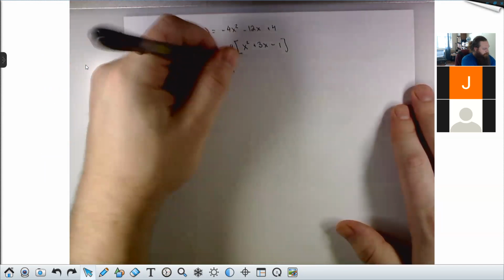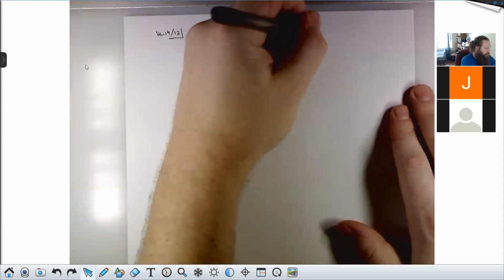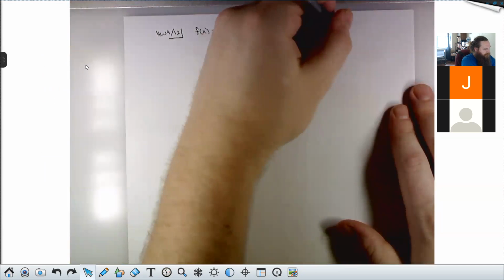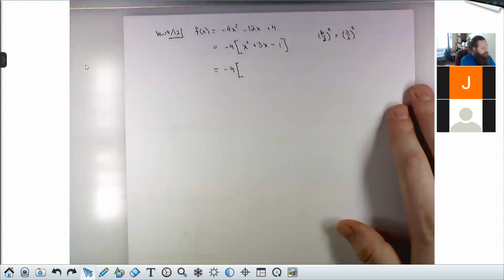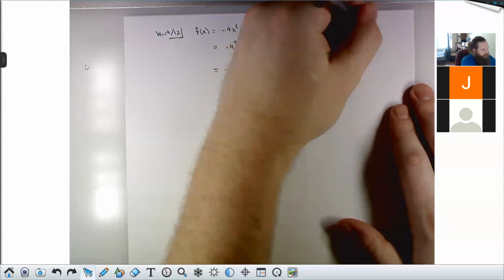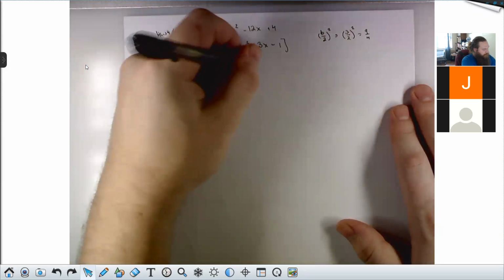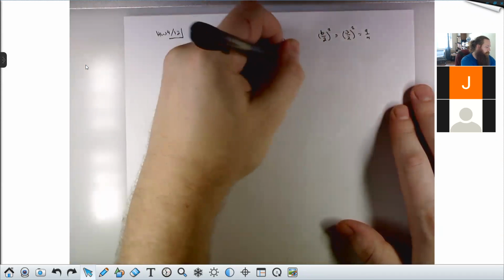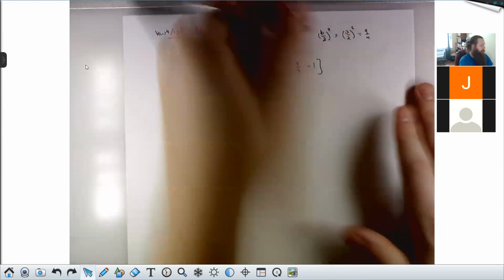And then everything else proceeds as it did before, only now my b over 2 squared, that magic number, that's 3/2 squared, which is 9/4. So I've got here x squared plus 3x plus 9/4 minus 9/4 minus 1.